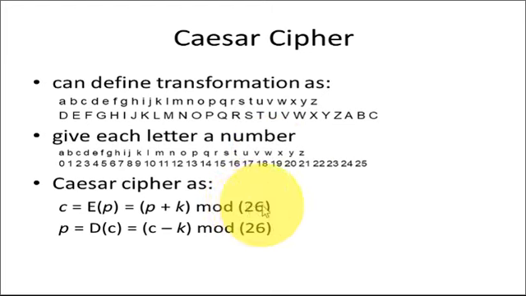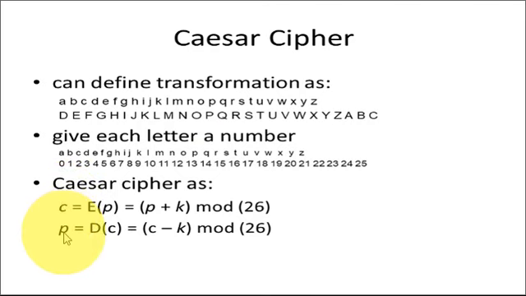Here the modulus of 26 is for when, suppose you are adding 25 plus 2 or 25 plus 3, we are getting 28. We won't have further alphabets. To circulate back to the starting character, we perform the modulus. So P plus K mod 26 means we add the plain text number and the key number, then take modulus 26. The remaining number, that corresponding letter will be the ciphertext.